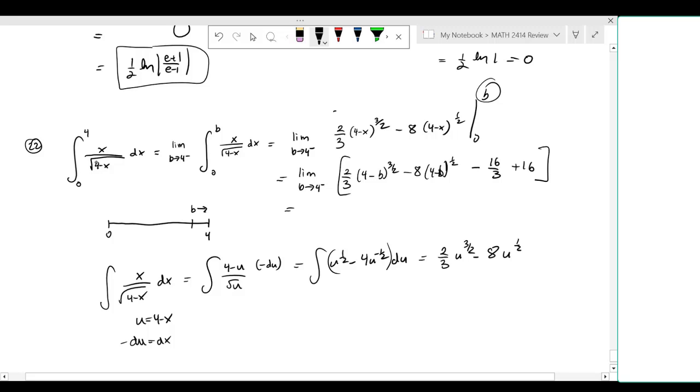And indeed, this limit exists. You get 0 minus 0, and then whatever this is, 30 and 1840 minus 16. Okay, but you get a finite number. So since that limit exists, we say that this improper integral converges to that number. If you get an infinite limit, it would diverge. But it's kind of late.